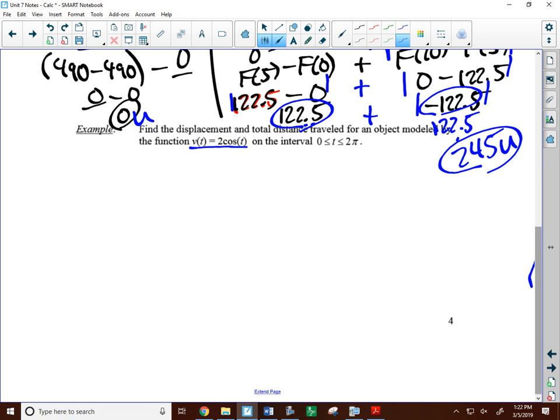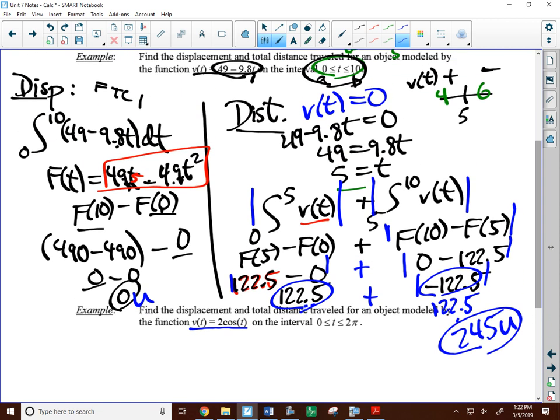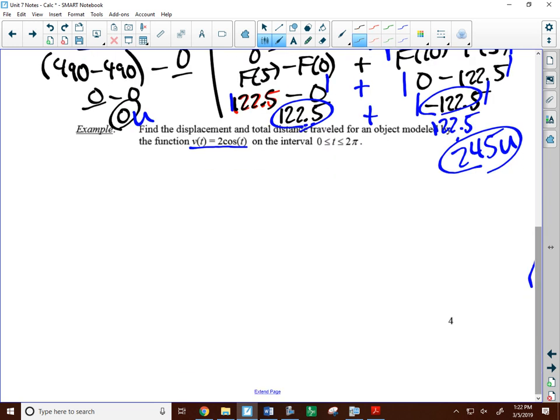I should say this too. If I did this last one as an indefinite integral, I would get this plus c. That'd be great if we had that, but we had no initial condition to solve for c. Didn't work. But we have this other theorem that helps us be able to find distance and displacement. Okay, we are on an interval from 0 to 2 pi. That's a to b.